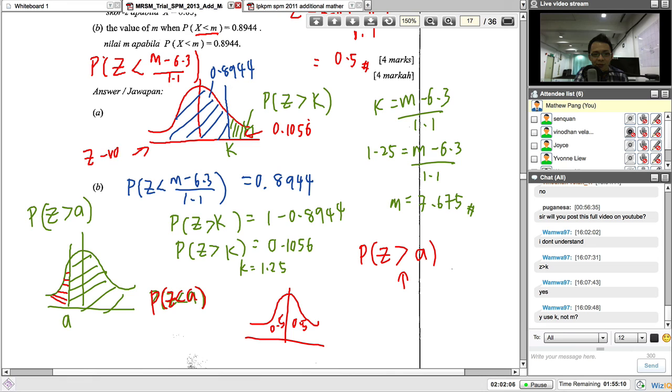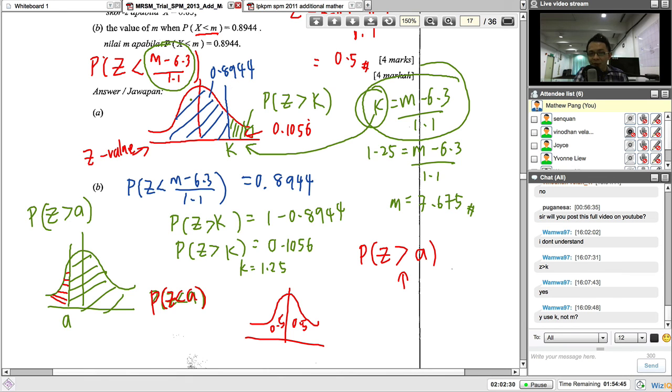So my Z value here is the whole thing. It's not only the M. My Z value here is the whole thing. So the whole thing here, I call it K. Do you see that? So I can put K here. K is some Z value. We do not know what the value is. But I know that K is equal to M minus 6.3 over 1.1, because this is how the Z value works, right?